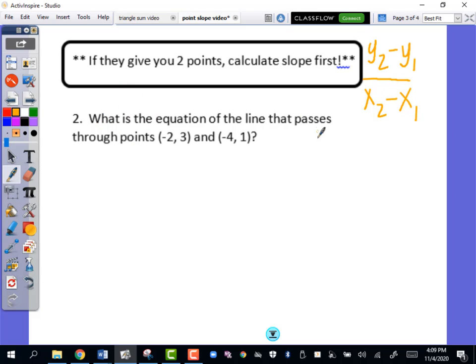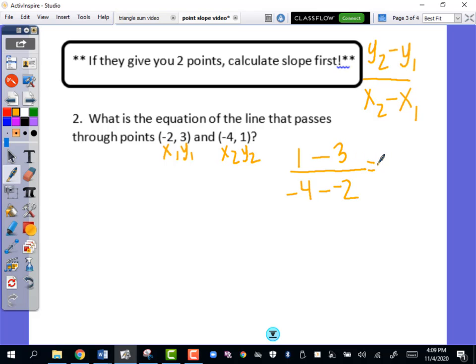So it says, what is the equation of the line that passes through the points (-2, 3) and (-4, 1)? So I'm going to label these x1, y1, x2, y2, just like we do for slope. And then I'm plugging them into this formula. So that's going to be, here's my fraction, y2, which is 1, minus y1, which is 3. And then on the bottom is x2, which is -4, minus x1, which is -2.